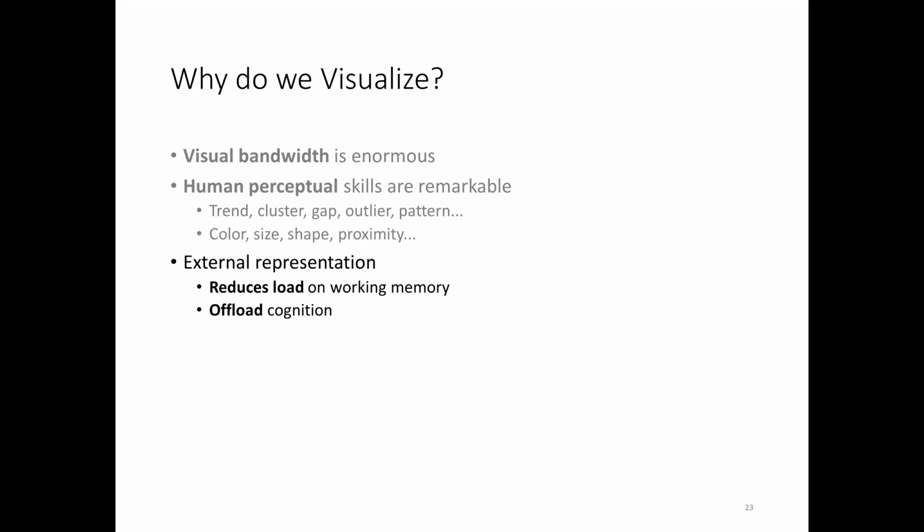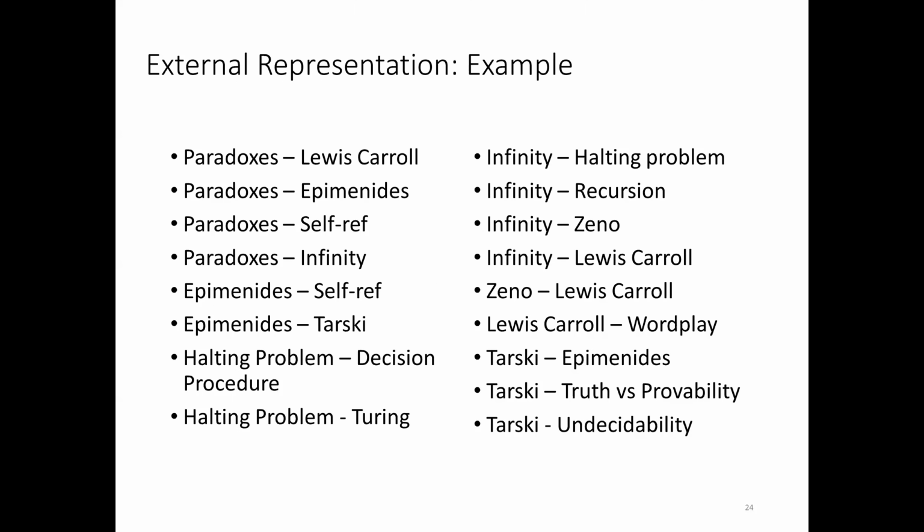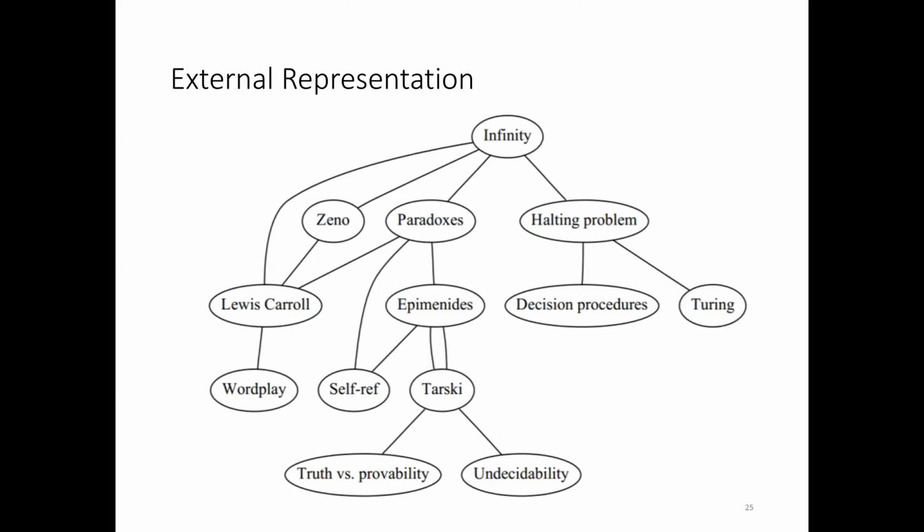Another thing is that visualization is a way of externally representing data so that we don't have to keep it in our memory. And so we can just sort of take some of that thinking and get it out of our heads. An example of this is here. I have a bunch of pairs of words, it doesn't really matter too much what they are. But if I want to find the link between paradoxes and Zeno, I'd have to try and remember all these different links and find, in this case, paradoxes links to infinity and infinity links to Zeno. But if I show that as a network diagram, I can find that much easier.